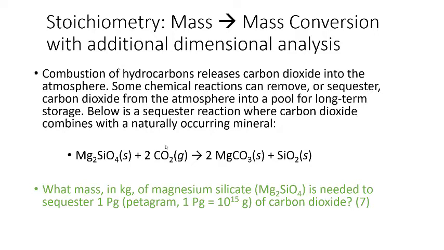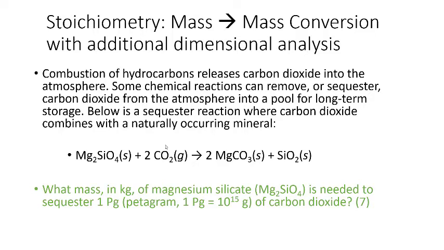Okay, so the combustion of hydrocarbons releases carbon dioxide into the atmosphere. Some chemical reactions can remove or sequester carbon dioxide from the atmosphere into a pool for long-term storage. Below is a sequester reaction where carbon dioxide combines with a naturally occurring mineral. So what is the mass in kilograms of magnesium silicate, Mg2SiO4, needed to sequester 1 petrogram of carbon dioxide? The petrogram gives us our conversion factor: it is 10 to the 15 grams.